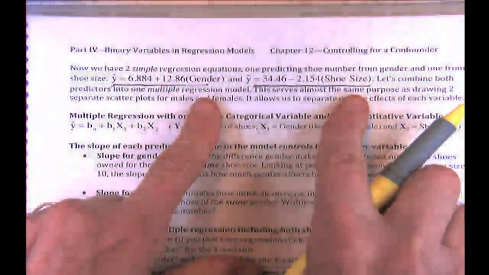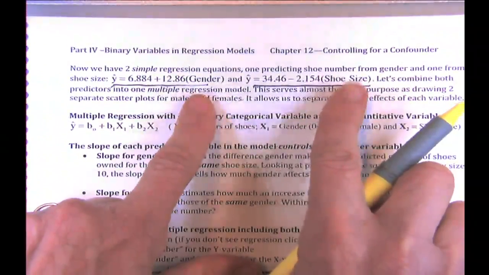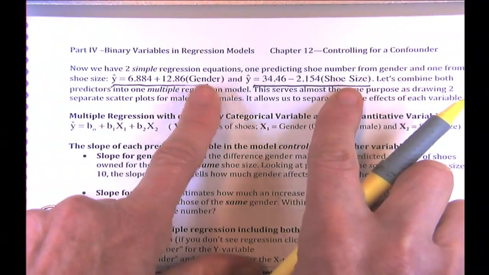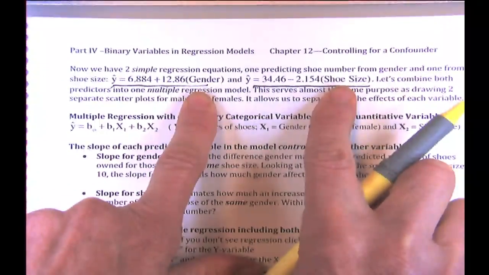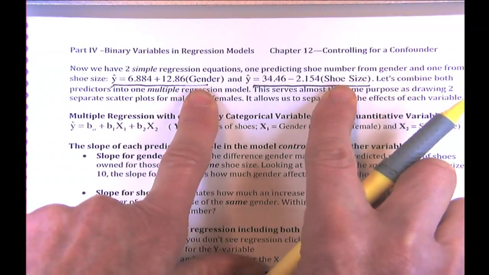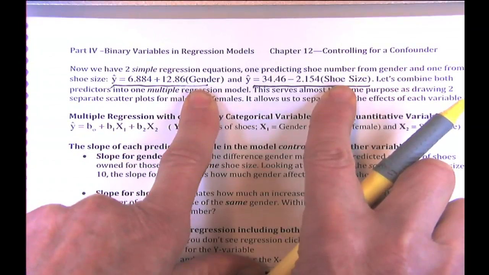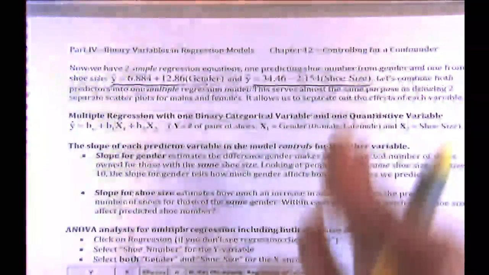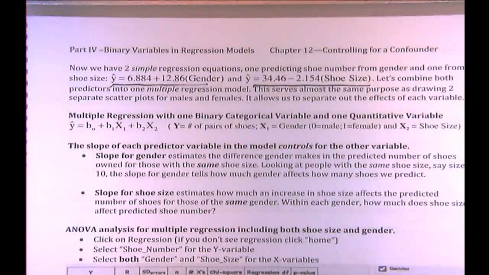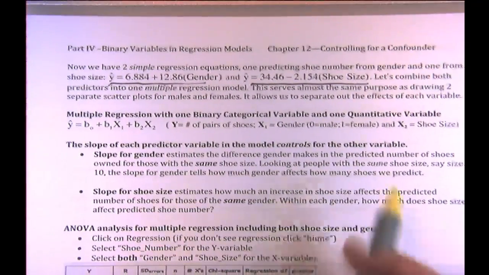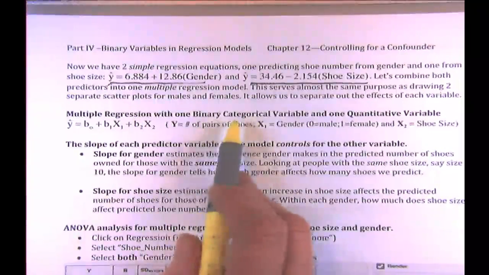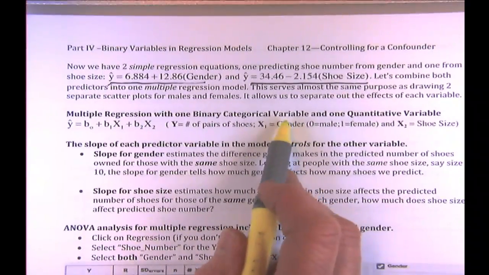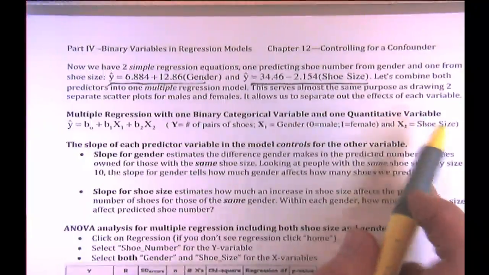Excuse me, they're correlated because, I said that wrong. They're correlated because females have a smaller foot. These two variables, shoe size and gender, are correlated because females have a smaller foot. And they're confounded because they're also correlated with the number of shoes. All right. Now, so here's our multiple regression with a binary categorical variable and one quantitative variable.